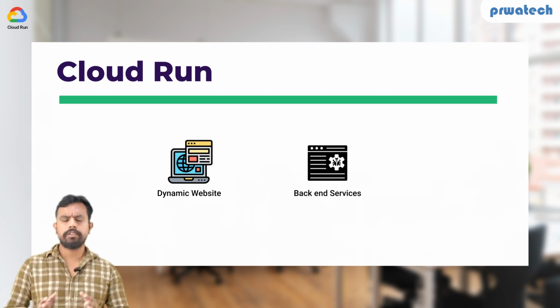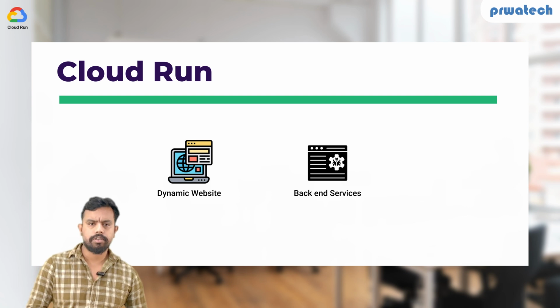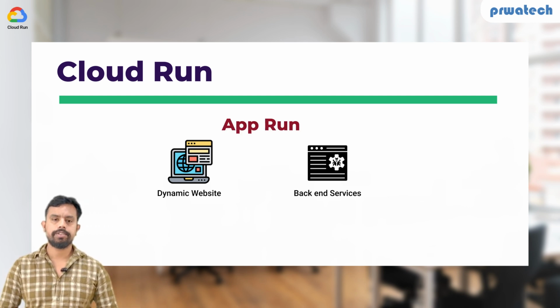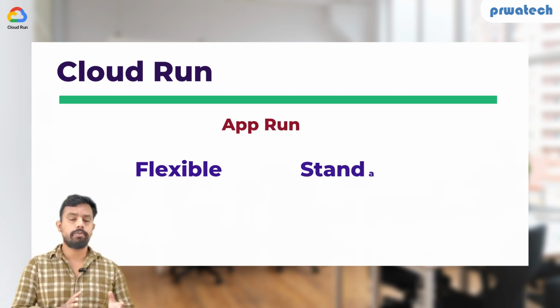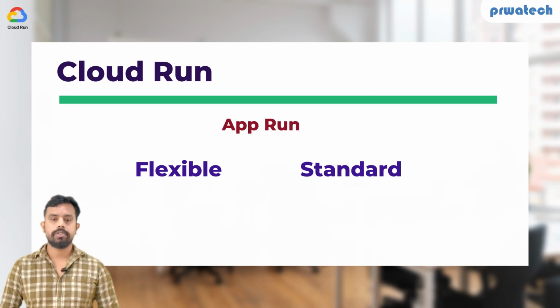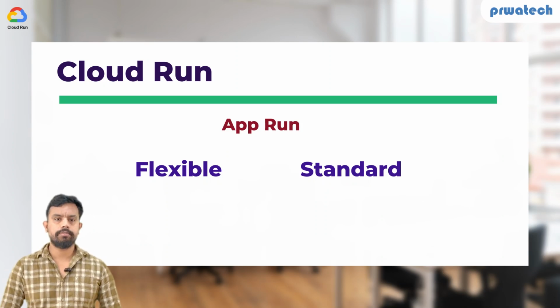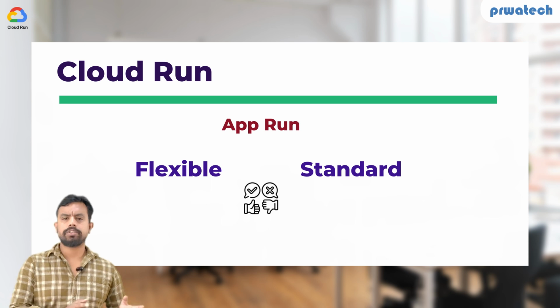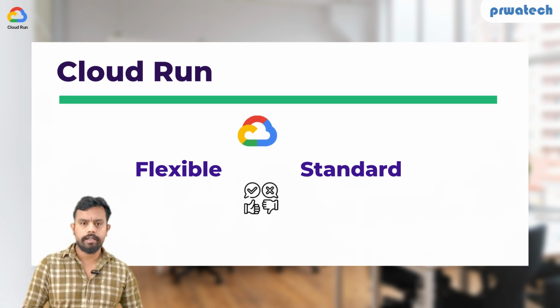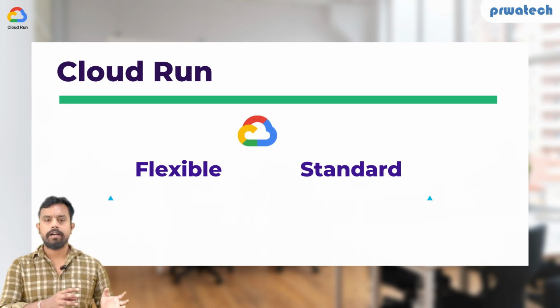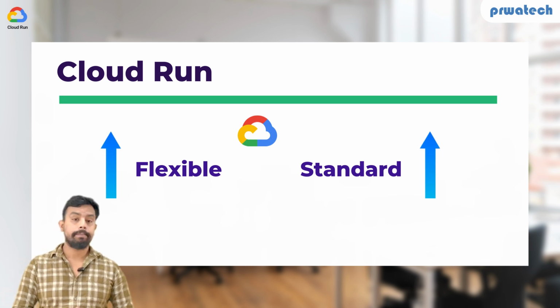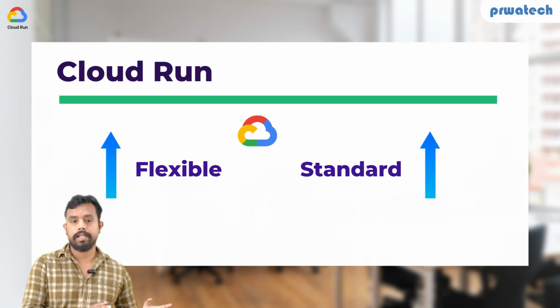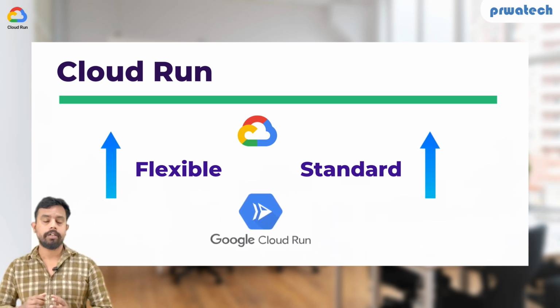Earlier we had a service known as App Engine, which comes in flexible and standard. There are two different services that we usually use for similar kinds of work, but they have some pros and cons. So what Google did was take the advantages of both tools in App Engine, flexible and standard, and design a new tool known as Cloud Run. This is how Cloud Run came into the picture.